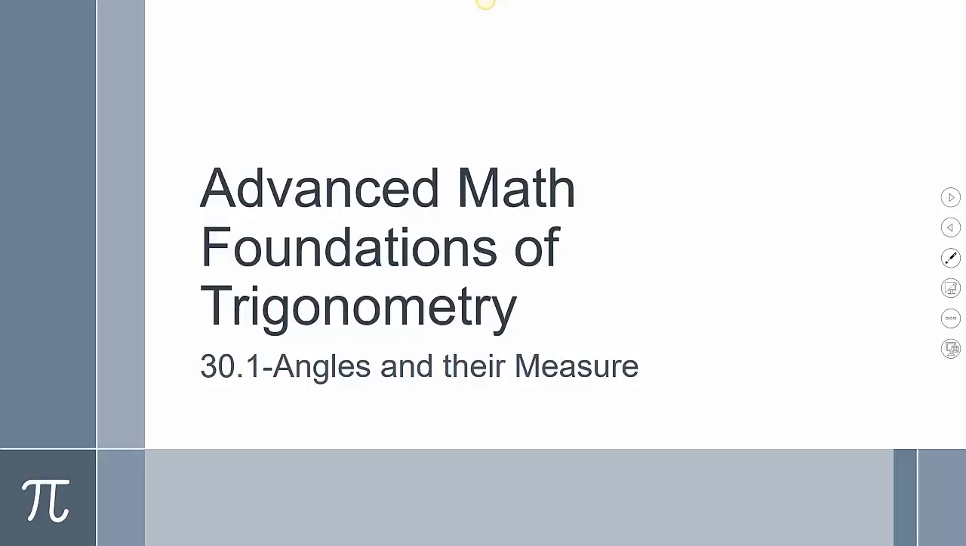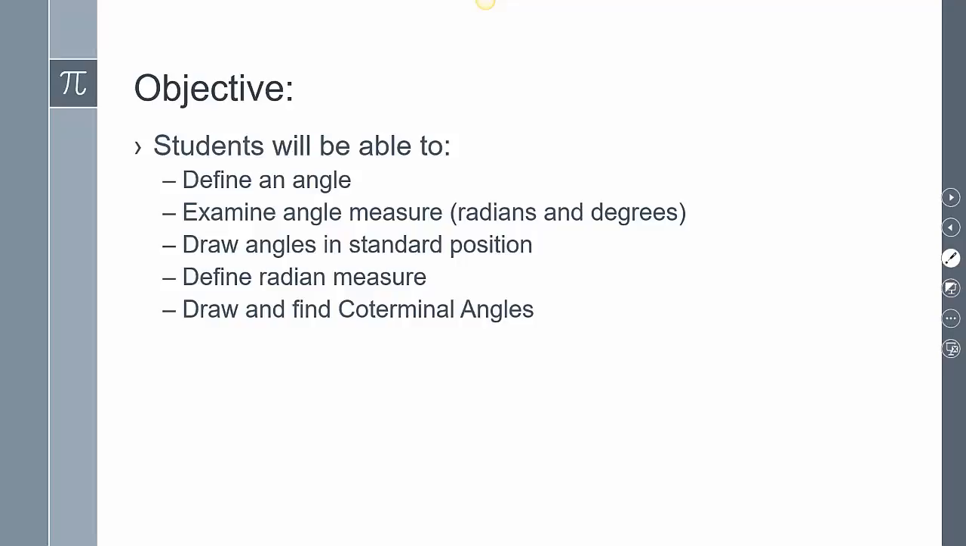Today's going to be 30-1, angles and their measure. Today we're going to be able to define an angle, examine angle measure, radians, degrees, draw angles in standard position, define radian measure, and draw and find coterminal angles.